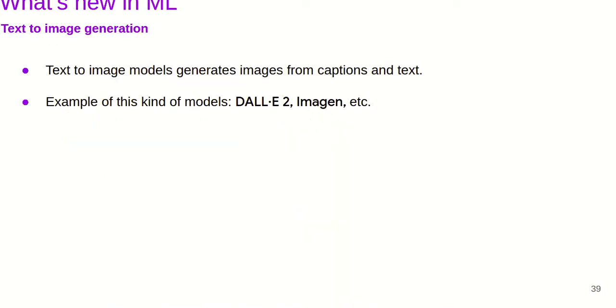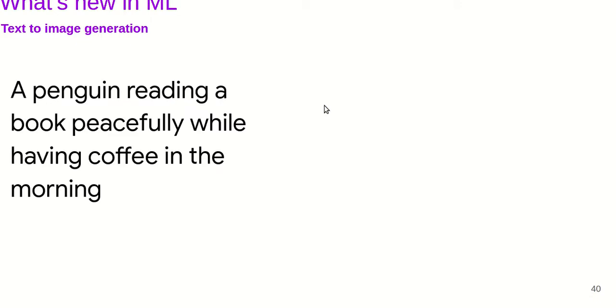The second type of machine learning models we are going to see is, we have seen language models, now we're going to see text to image generation. So text to image generation is when we give a caption or text and we generate images from that. Examples of this kind of models are DALL-E 2 and Imagen, and we have more. So without further ado, let's see what these kinds of models can do.